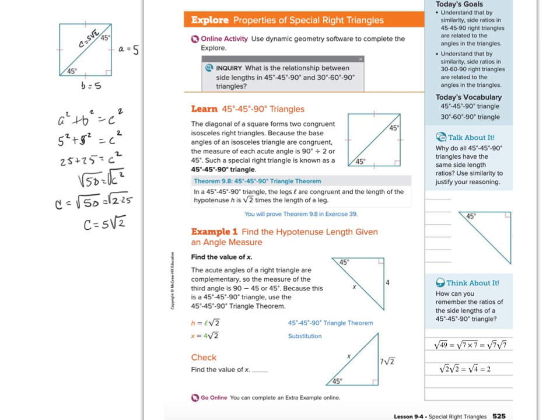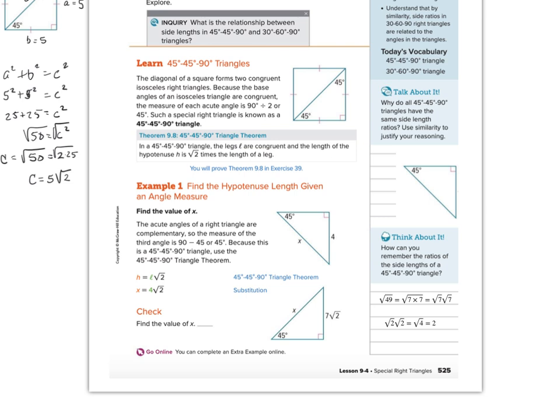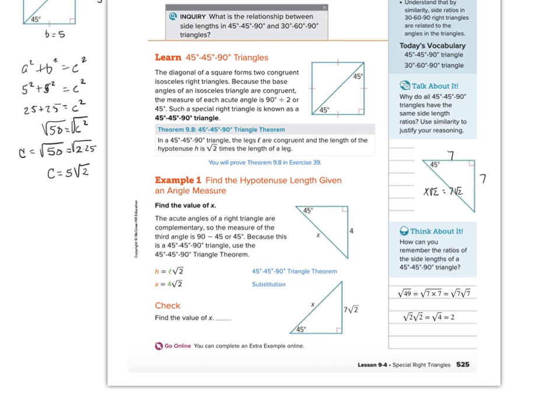So in this little drawing over here, if my leg length is 7, then this would be 7, and the hypotenuse would be x times the square root of 2, or the length of the side times the square root of 2, which is 7 square root of 2. Just knowing that allows us to find a lot of the information.